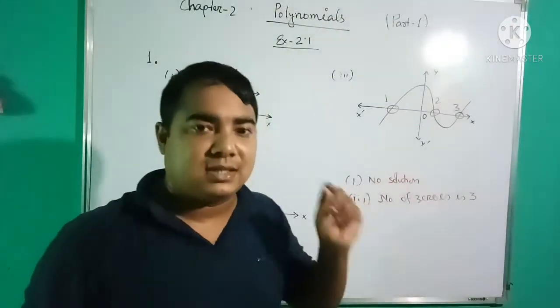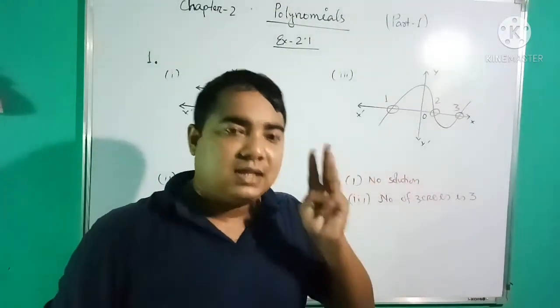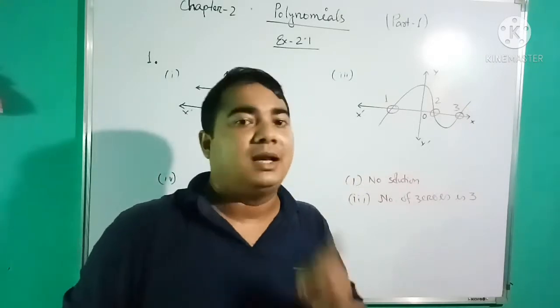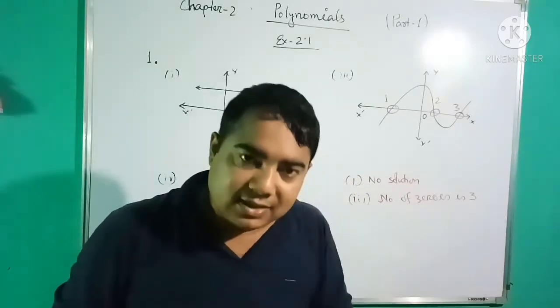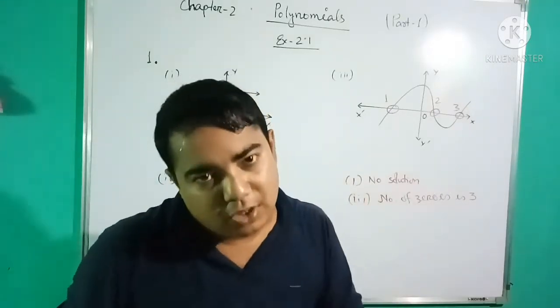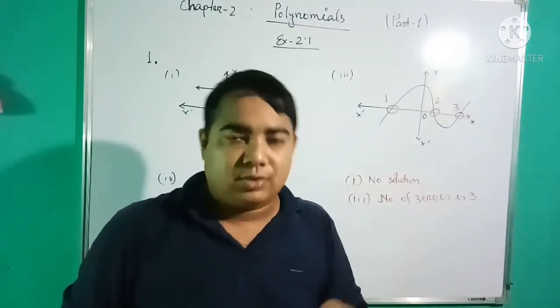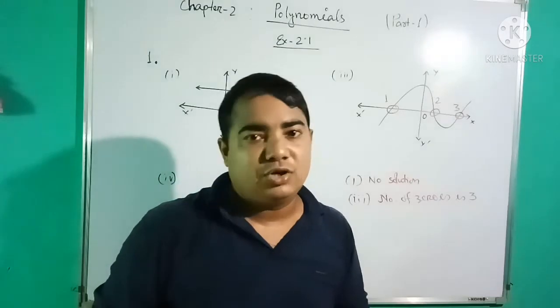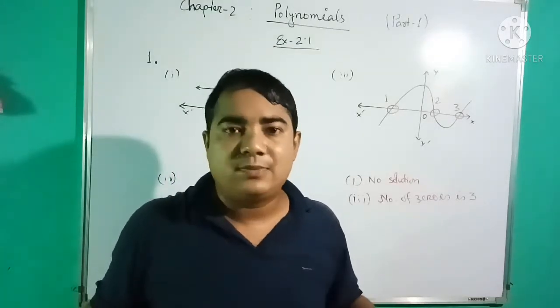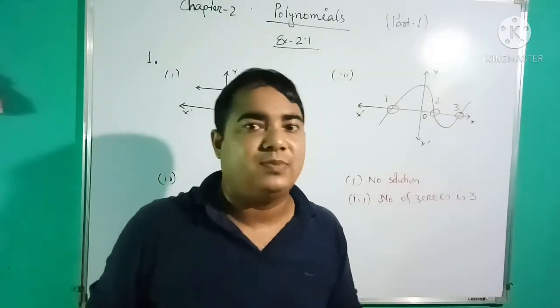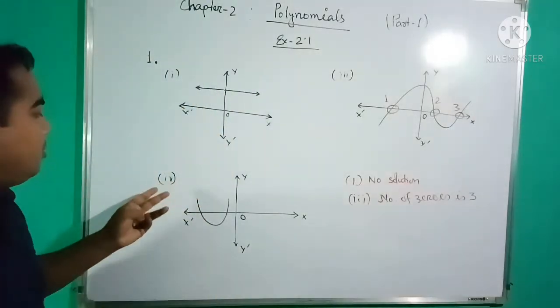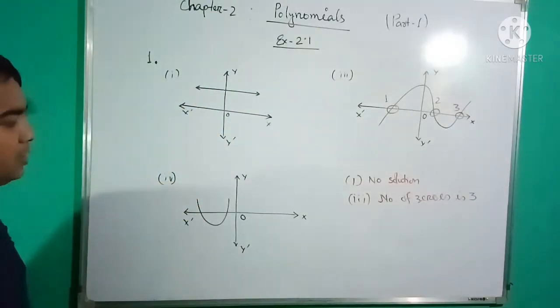Only observe the x-axis, whether the graph intersects the x-axis or not. If the line intersects the x-axis at one point, then one solution. If it intersects the x-axis at 2 points, then 2 solutions. If 3, then 3 solutions. If n intersecting points, then n solutions. N means any number. Now observe question number 4, Roman numeral 4.